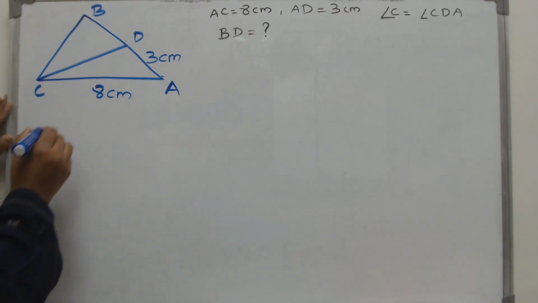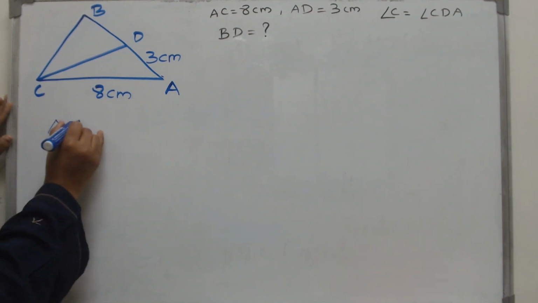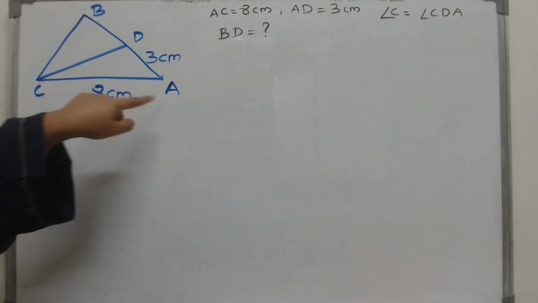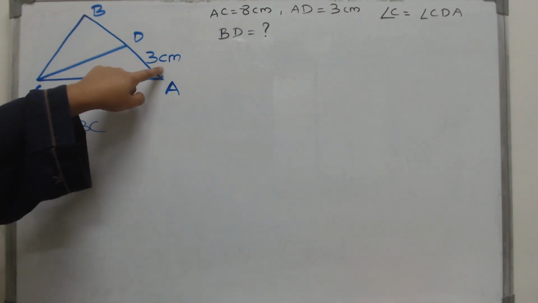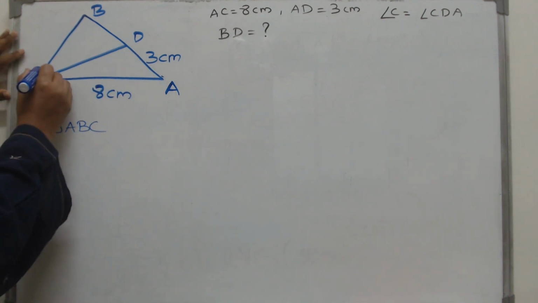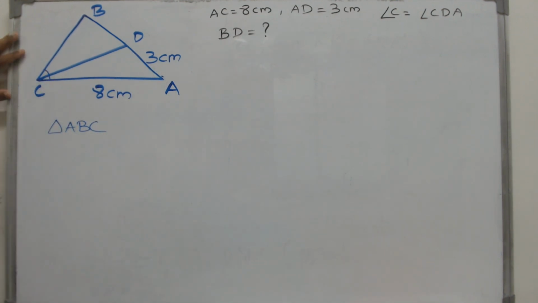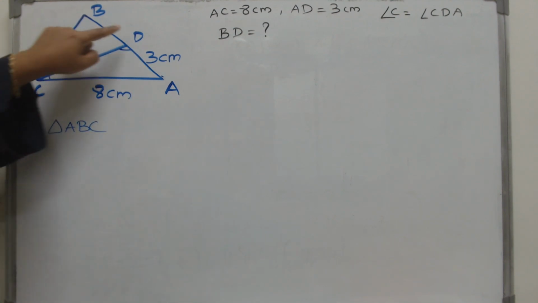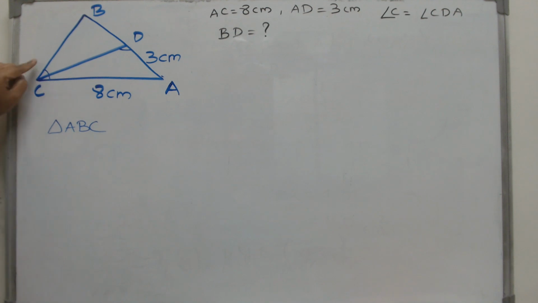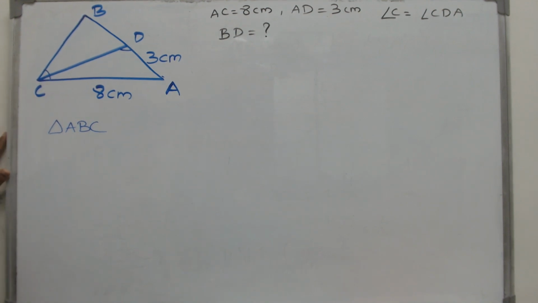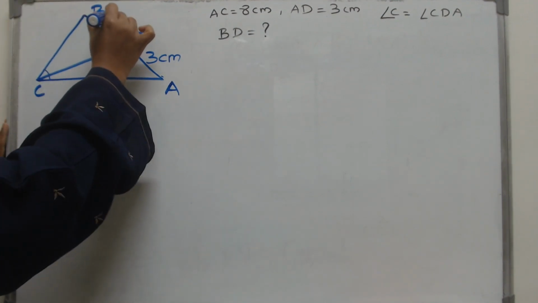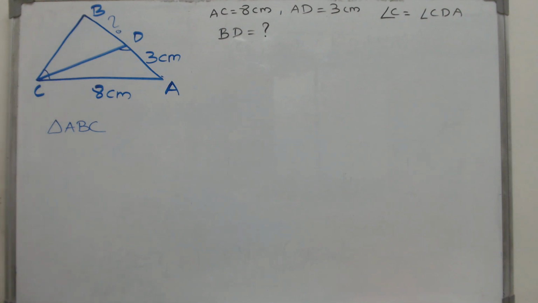Here we are given a triangle ABC. AC is 8 centimeters, AD is 3 centimeters, and the measure of this whole angle C is the same as this angle that you see here, CDA. This angle CDA and angle C are equal to one another. What we need to find is the measure of this line segment BD. That is what we need to find.